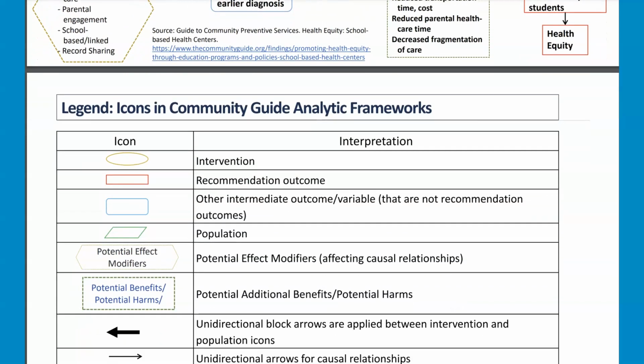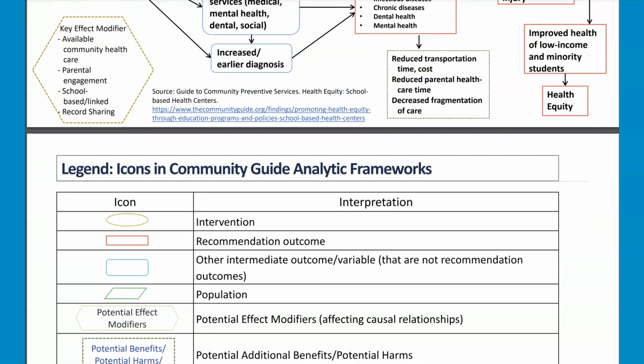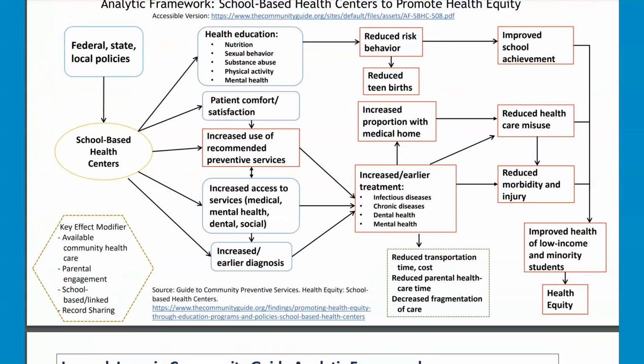So this is all connected. There are potential effect modifiers within there, and those have been placed on the bottom left. And so, as you can see, all of these boil down to one thing, and this is something I also want to emphasize in this analytic framework: it all boils down to health equity.